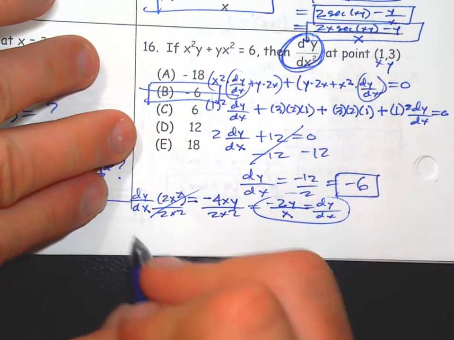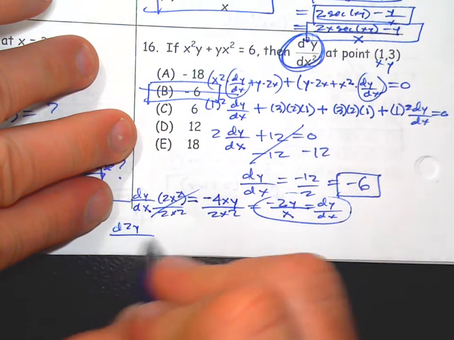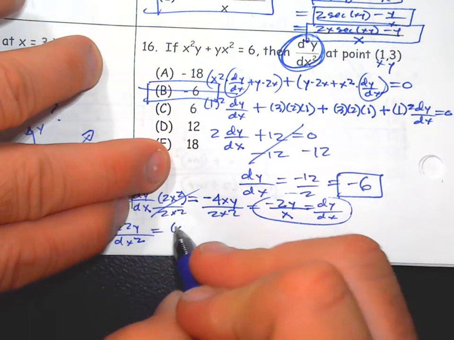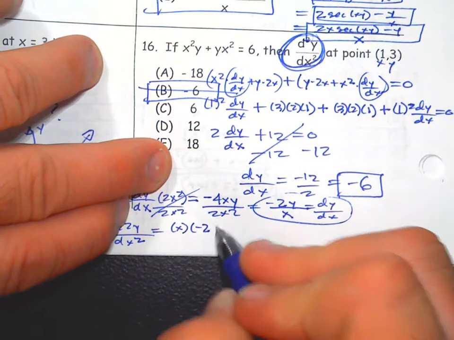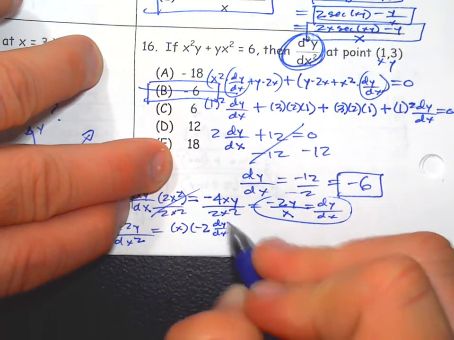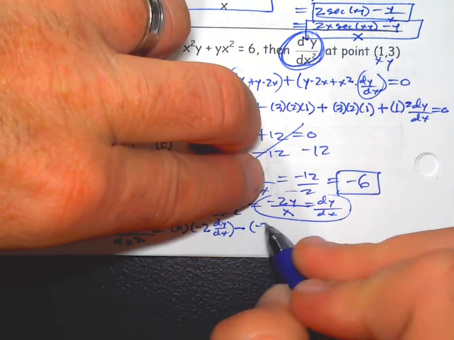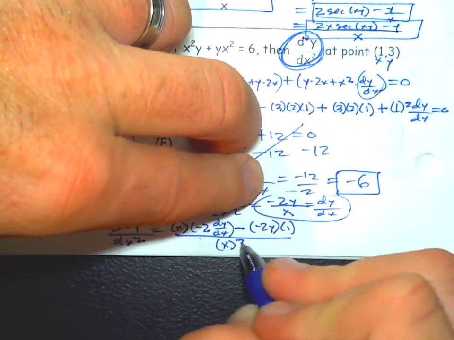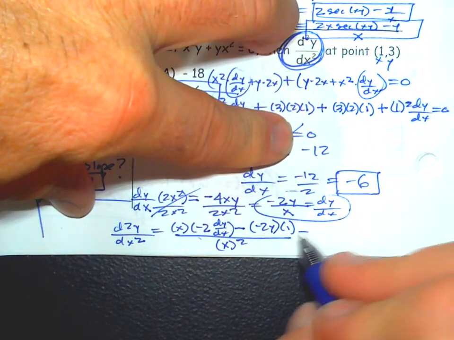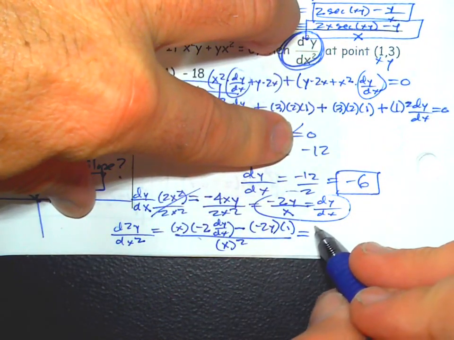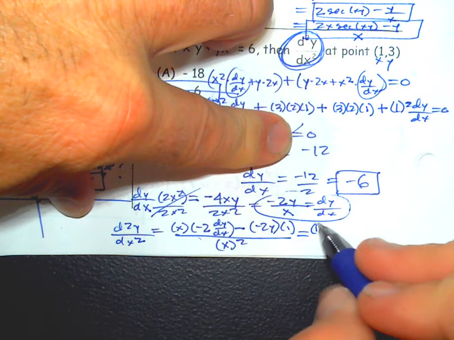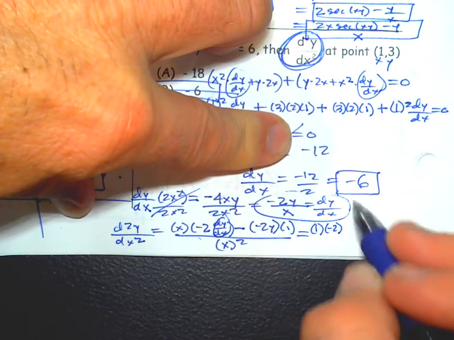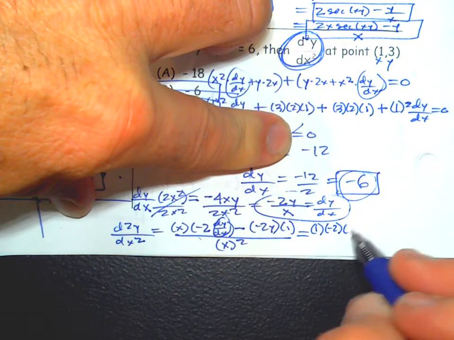So now I'm going to do the second derivative. I'm going to do quotient: low d high minus high d low all over low squared. Now at this point, I'm going to start plugging in x's and y's. So I have x value of 1, and I have a negative 2, and then dy dx, let's plug in negative 6. So I'm going to use that work.